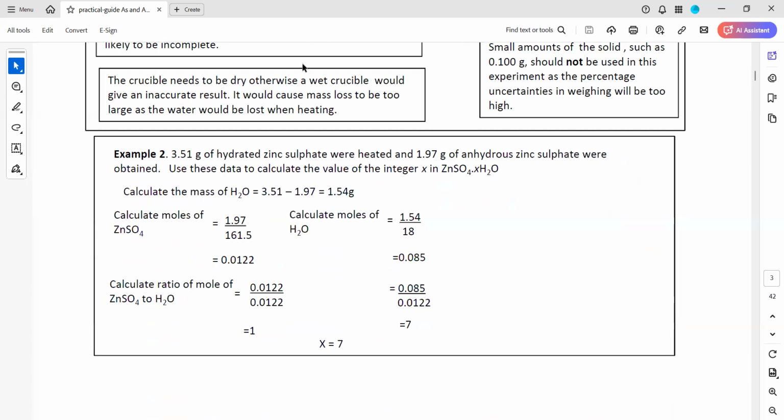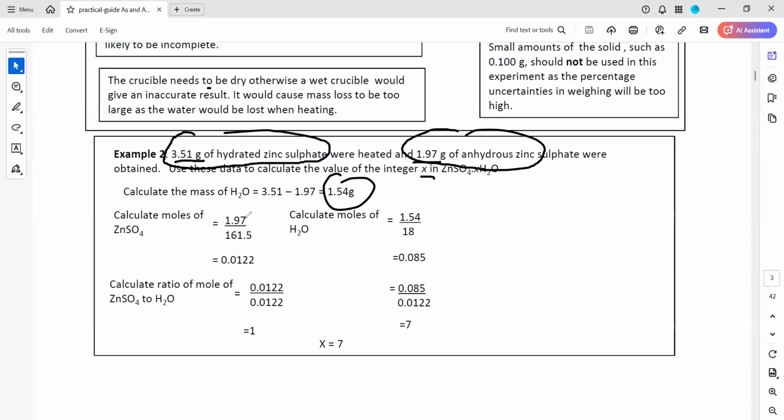For example, 3.51 grams of hydrated zinc sulfate. This is also an experiment as it is done practically. Let's say 3.51 grams of hydrated zinc sulfate was heated and 1.97 grams of zinc sulfate were obtained. Use this data to calculate the integer x. How can we calculate it? We have the mass of the hydrated zinc sulfate and the mass of the anhydrous zinc sulfate. When we take the difference, we know what mass of water is there, 1.54.